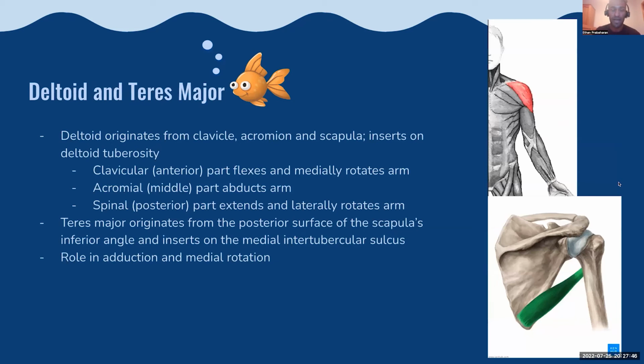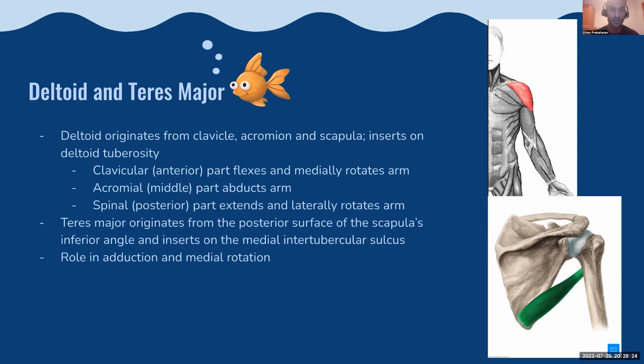Okay, the other two intrinsic muscles that we need to talk about are the deltoid and teres major. The deltoid is your traditional shoulder muscle, and it originates from your clavicle, acromion, and scapula, and inserts on the deltoid tuberosity of the humerus. I find with muscles, you don't really need to know the origin and insertion for every muscle. I think it's better to have a rough idea of where the muscle sits and what it does. If you're going to know anything, know the insertion, because if you know where it inserts, it tells you a lot about the role of the muscle.